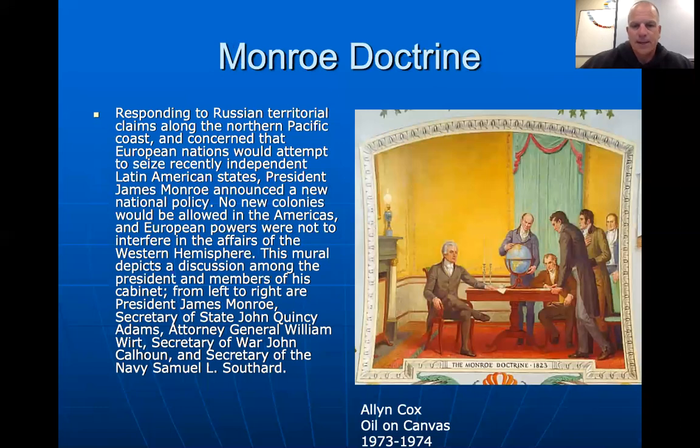So, yeah. It says here, responding to the Russian territorial claims along the northern Pacific coast and concerned that European nations would attempt to seize recently independent Latin American states, President James Monroe announced a new national policy. No new colonies would be allowed in the Americas, and European powers were not to interfere in the affairs of the Western Hemisphere. This mural depicts a discussion among the President and members of the cabinet. From left to right are President James Monroe, Secretary of State John Quincy Adams, Attorney General William Wirt, Secretary of War John Calhoun, and Secretary of the Navy Samuel Southard.